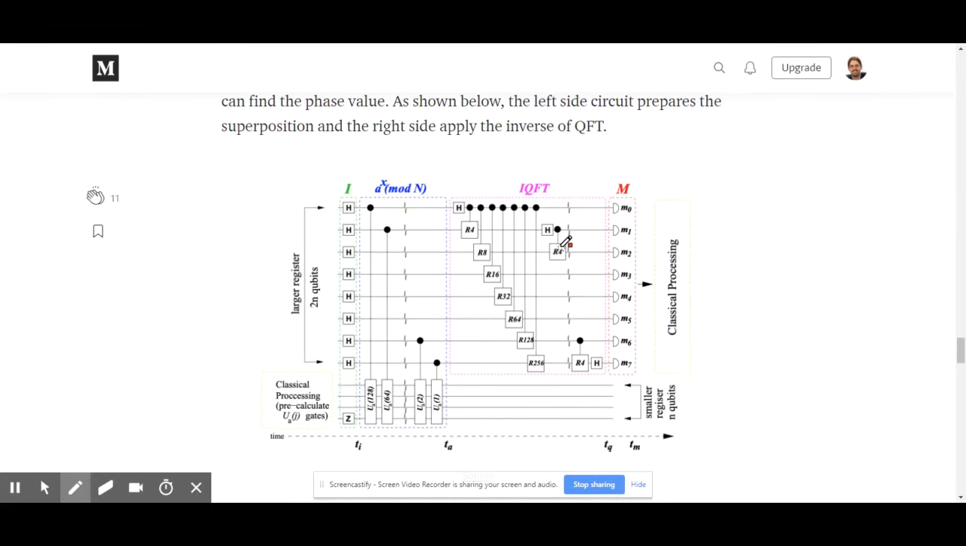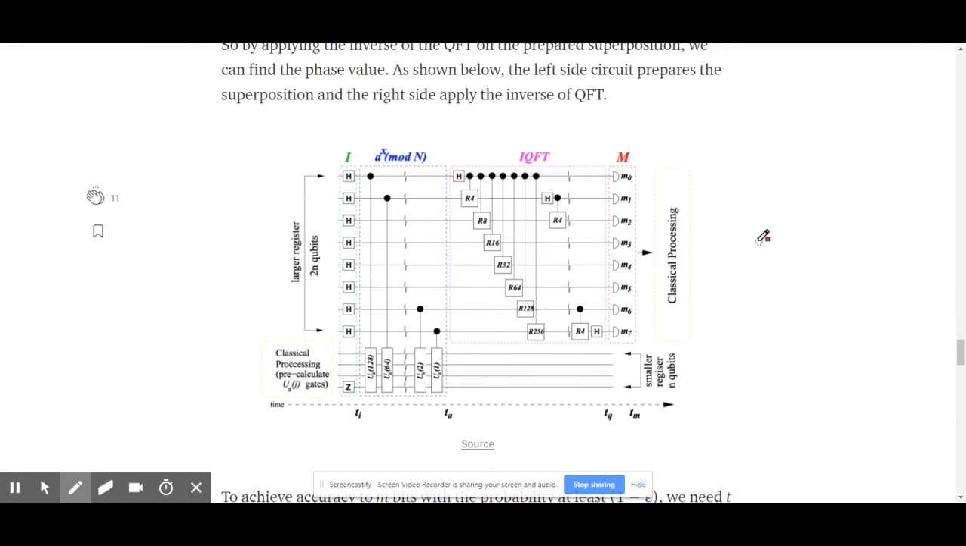So those are the main pieces, right? You've got the inverse QFT here. Then you've got this here, which we kind of saw in the previous video. That's how the factorization problem is translated, so that you can use this quantum circuit.